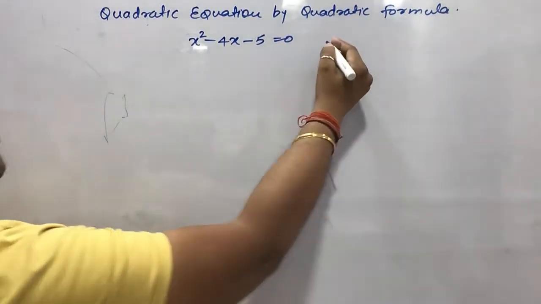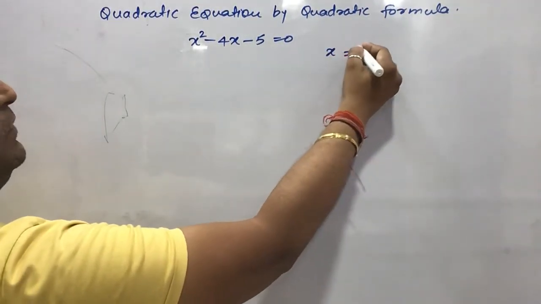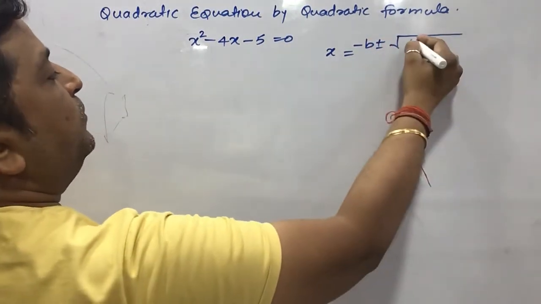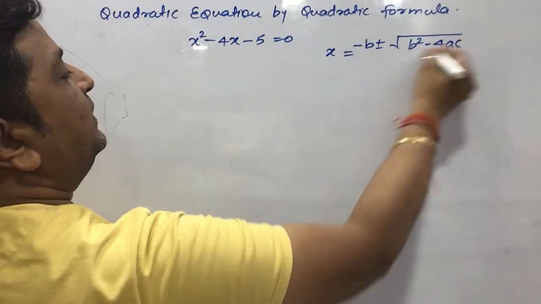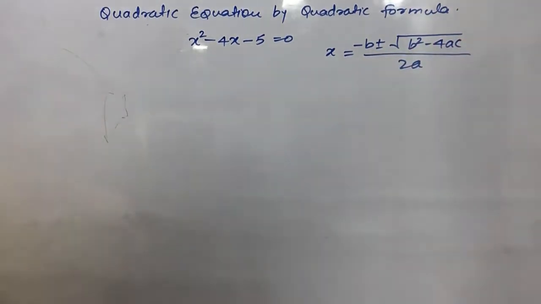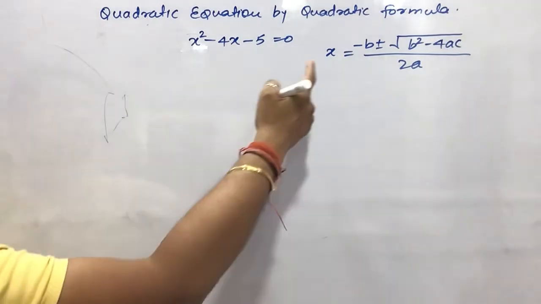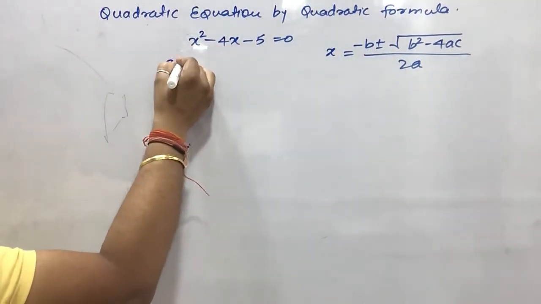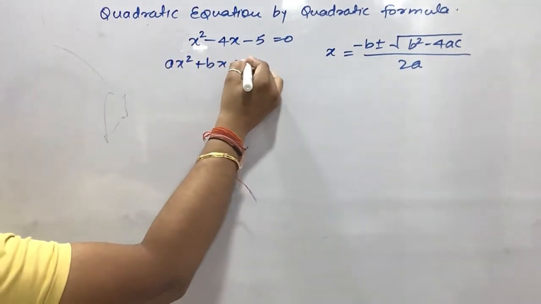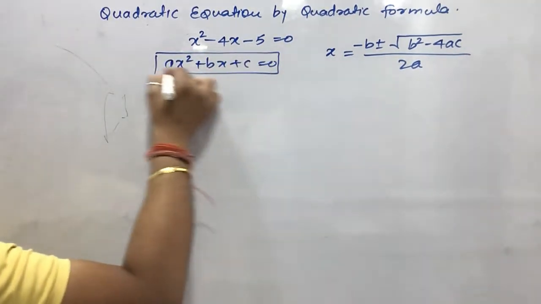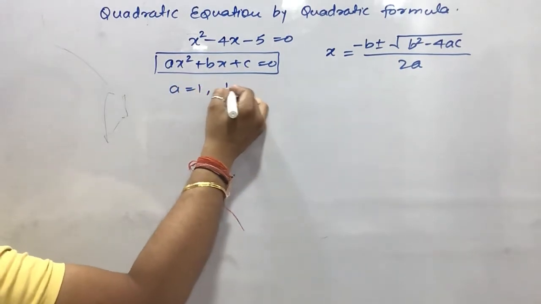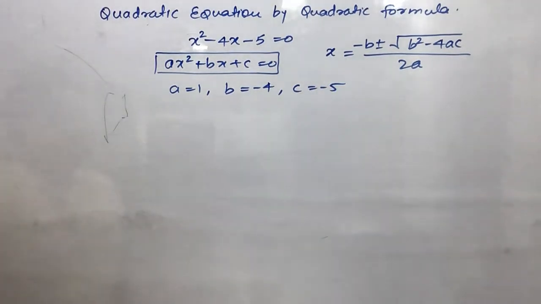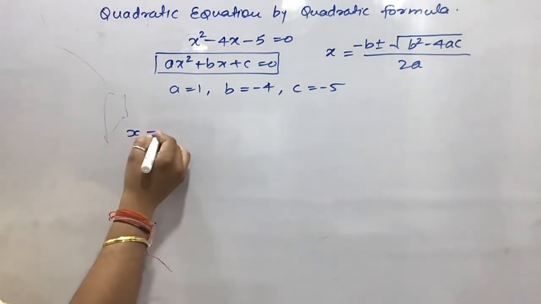So everyone knows about the quadratic formula. The formula is x equals minus b plus minus root of b square minus 4ac upon 2a. Now our main target is to find a, b, c. First of all, by comparing the given equation with the standard form ax square plus bx plus c equals 0, we will get a, b, c. The value of a is 1, the value of b is minus 4, and the value of c is minus 5.